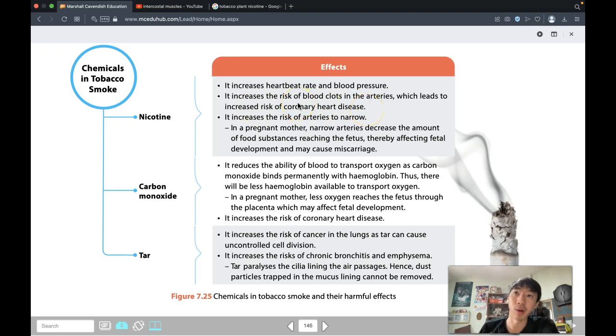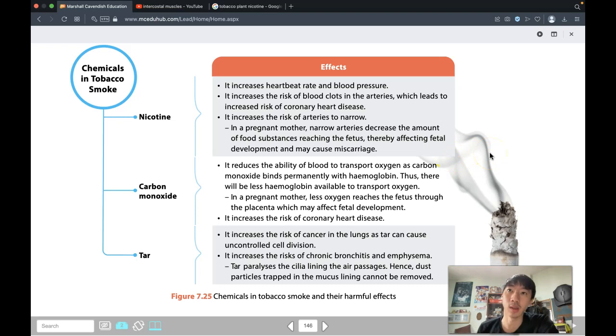Okay, so why? Remember how we learned that when the blood pressure increases, there's more blood flow, the fats and the lipids are transported around the blood, there's more lipids being deposited into the plaques that are formed in the heart, and so this will increase the risk of coronary heart disease. It also will cause the arteries to narrow, or increase the risk of arteries narrowing. And in a pregnant mother, narrow arteries will decrease the amount of food substances reaching the fetus, thereby affecting fetal development and may cause miscarriage.